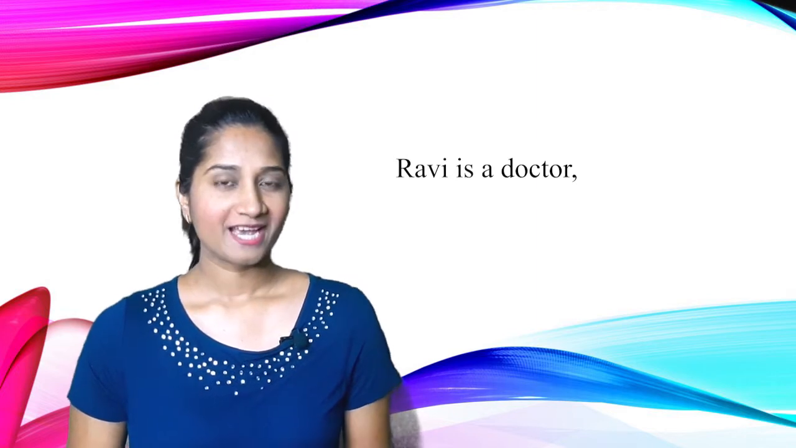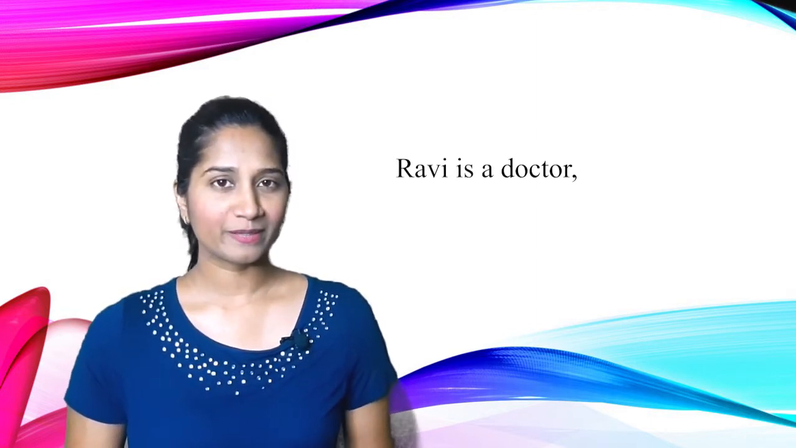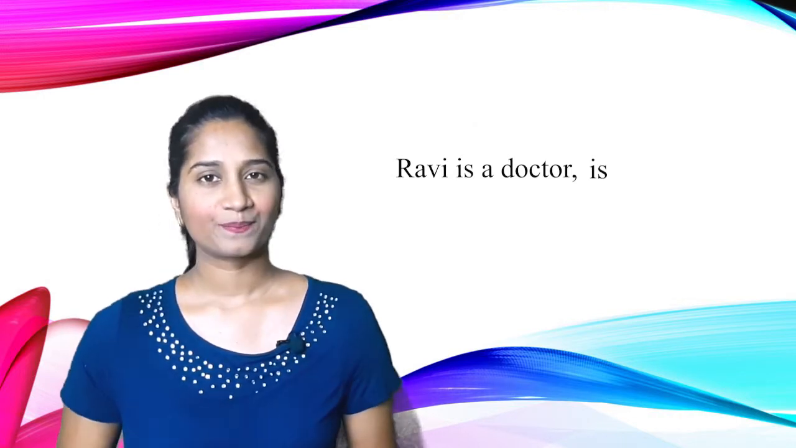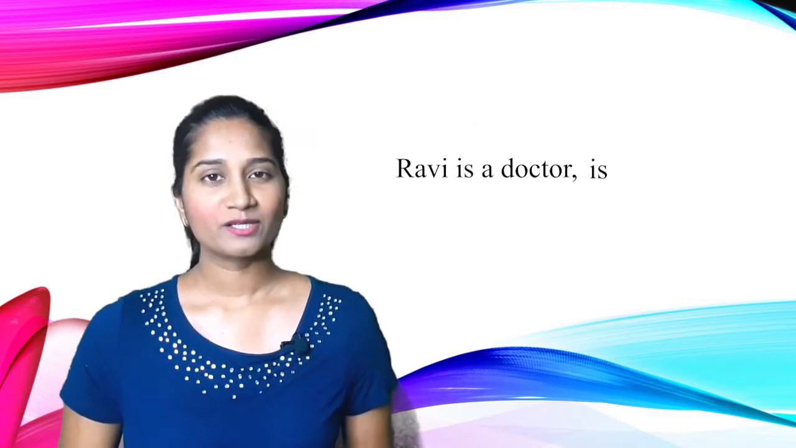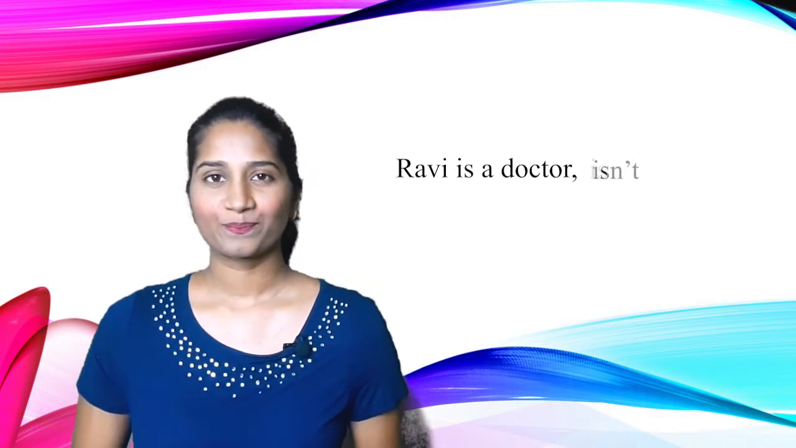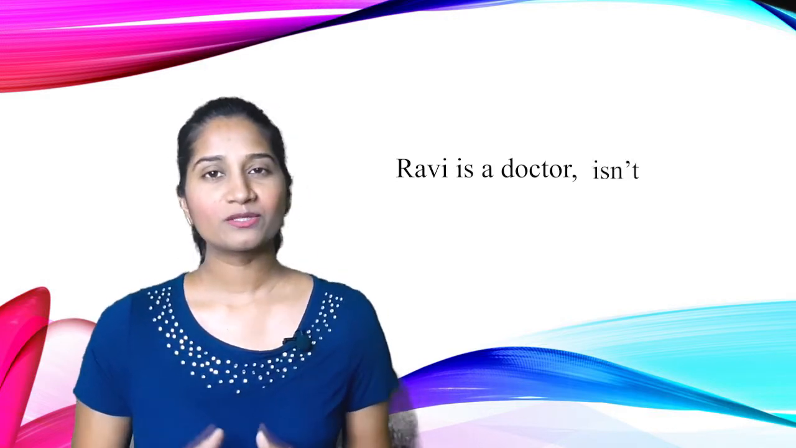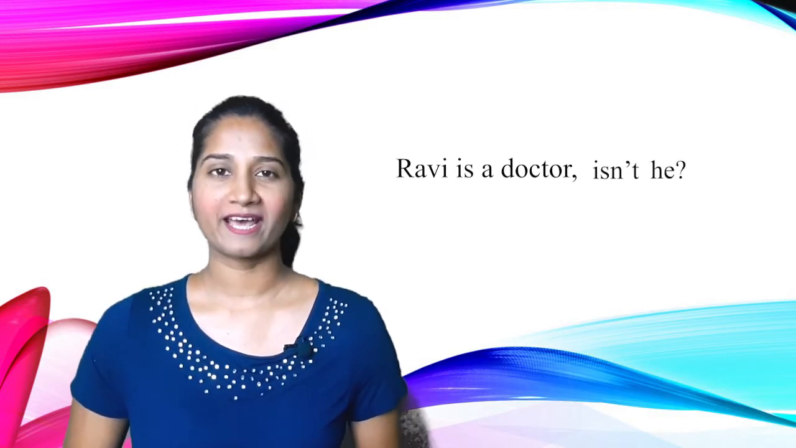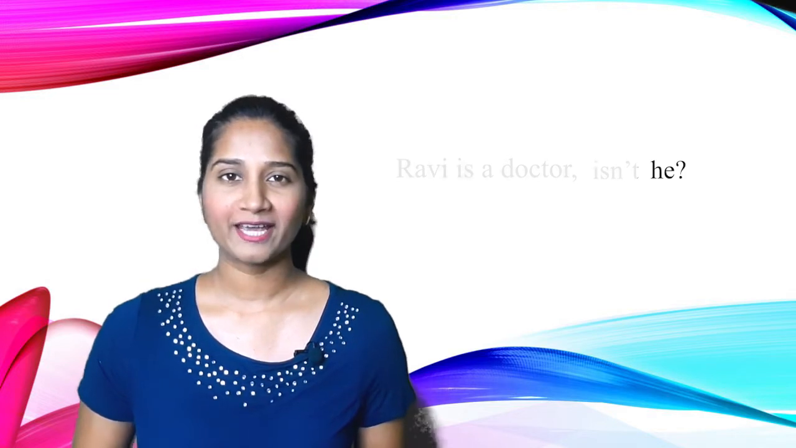Now let's practice making tags with some sentences. The first one, Ravi is a doctor. In this sentence, the helping verb is "is." It's right there in the sentence. Let's put it in the tag. The statement is positive, so the tag will be negative. Let's add not. So is plus not becomes isn't. Ravi is the subject, so we use the pronoun for Ravi, which is he. Let's add that to our tag, and we have isn't he.